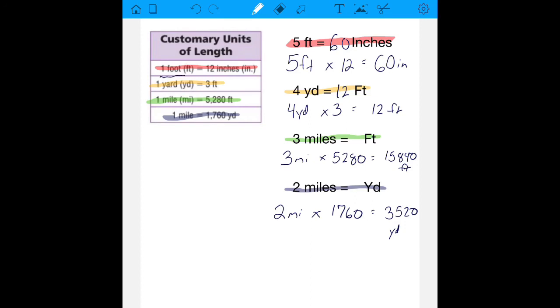So the way that I always look at it is, if I know how many feet, or I know how many yards, or I know how many miles, and I want to know how many of the smaller units there are, I am multiplying. When I move from the left side of the chart, I'm moving to the right, that means that I need to multiply.